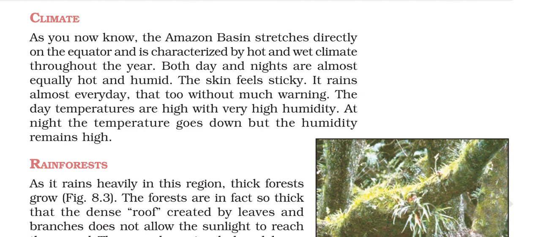The Amazon Basin means the area that is covered by the Amazon River. It stretches directly on the equator. I have already told you that it is near 10 degrees north and 10 degrees south, that is very close to the equator, and in this way you can imagine that the climate there is very hot, characterized by a hot and wet climate throughout the year. Both days and nights are almost equally hot and humid.